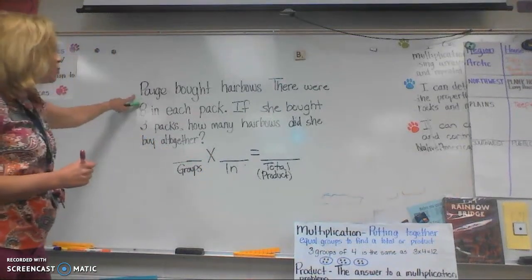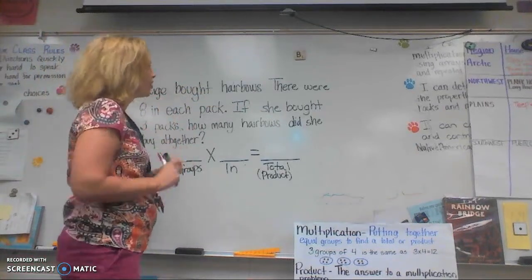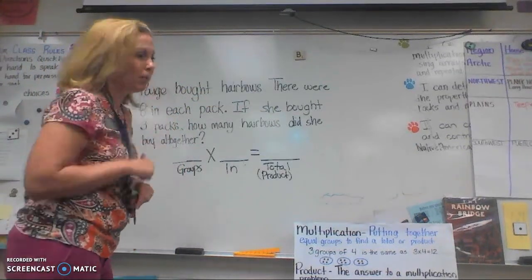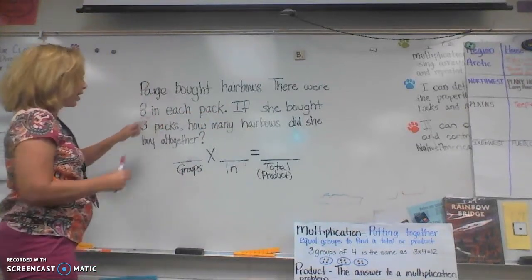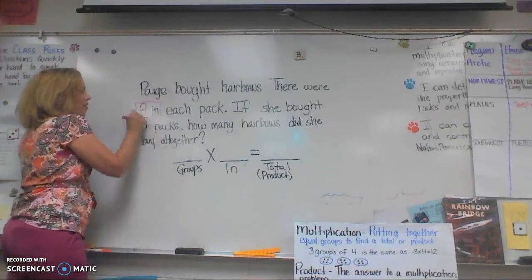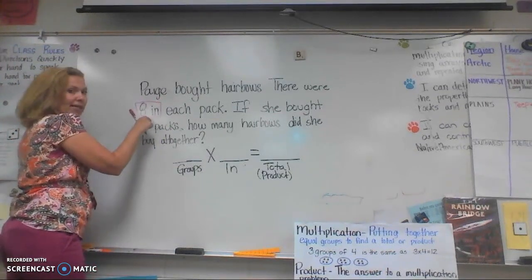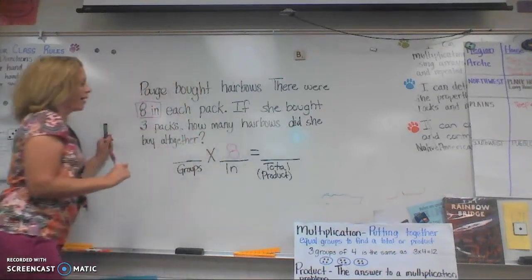So it says Paige bought hair bows. Okay, so she's buying things. I see her. She's out there. She's probably got lots of pink and purple ones. She likes those colors. There were 8 in each pack. Well, I see right here that every pack has 8 in it. So I'm going to put 8 in each pack.